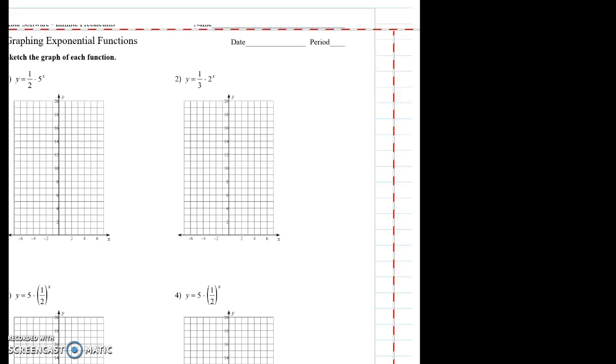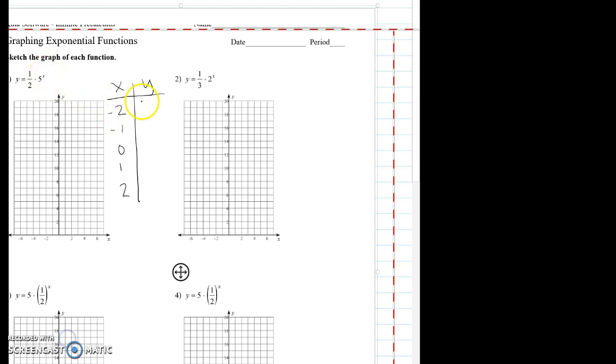All right, so if we want to sketch the graph of the exponential function here, we have 1/2 times 5 to the x power. The first thing we need to do is think of some values. And the values I'm always going to use are these, because exponential functions are going to be really big or really small really quickly. So I need to plug in -2 for this x.